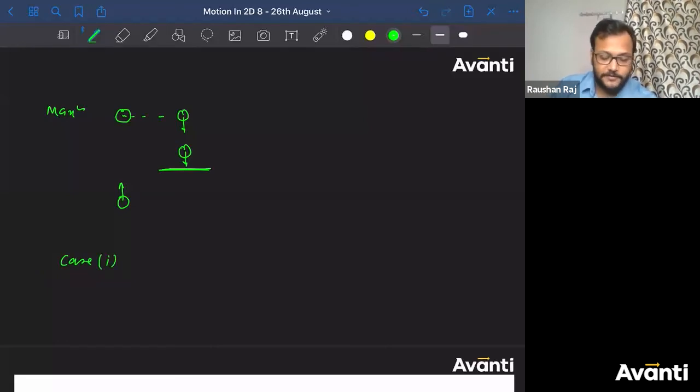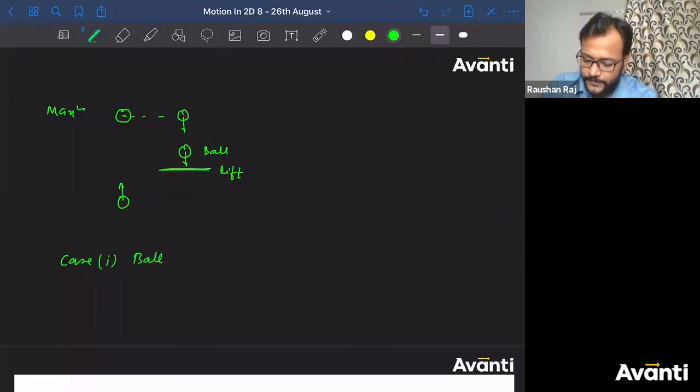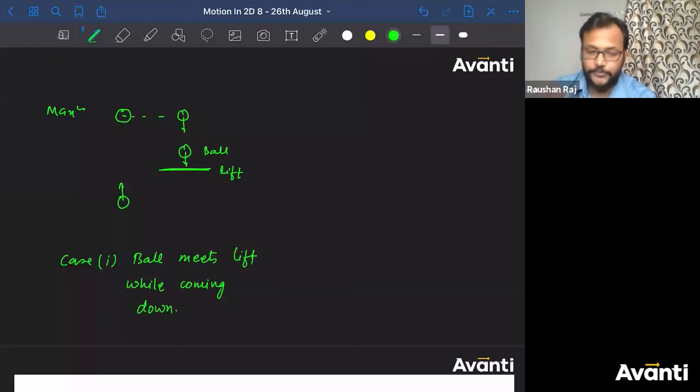For the meeting of the ball with the lift, this is the lift and this is the ball. So the first condition is that the ball is going to meet the lift while coming down. When you have projected the ball in the upward direction, the ball will go to a maximum height, then it will start falling down. So the first case is: ball meets the lift while coming down.